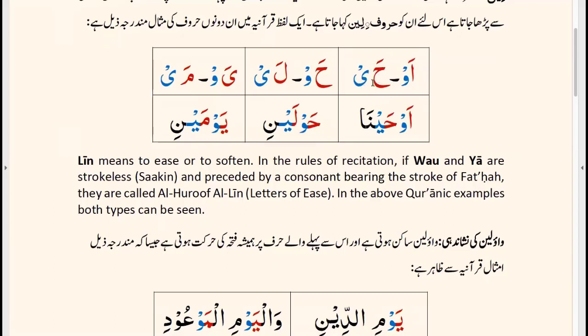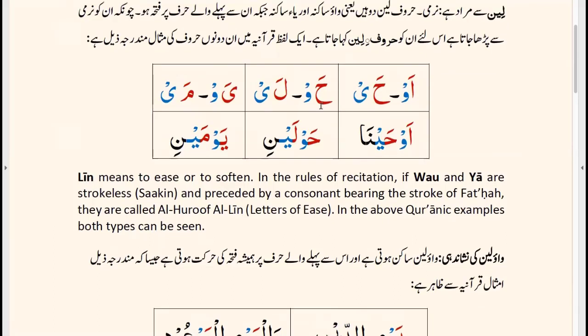Hai. Okay. And again, here we have waw sakin, and preceding it, there is a letter with the fatha, ha with the fatha. And we have recognized wawleen, and it will be prolonged for 2 seconds and read softly. How. Again, here we have ya, and preceding it, we have a letter which carries a fatha, and we have recognized yaleen. Lai.